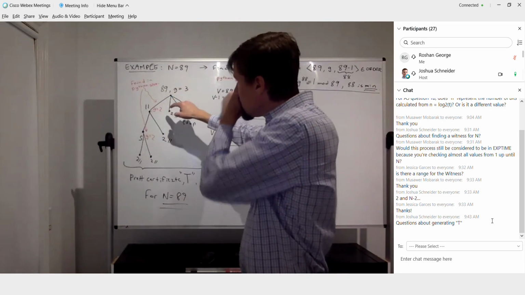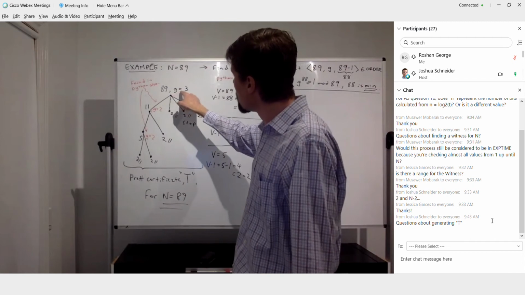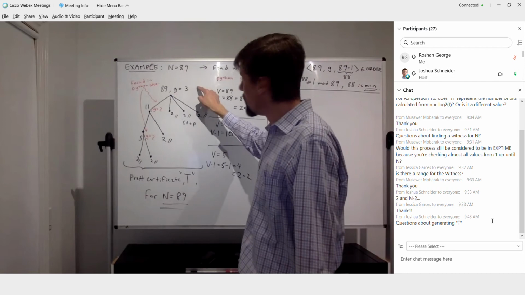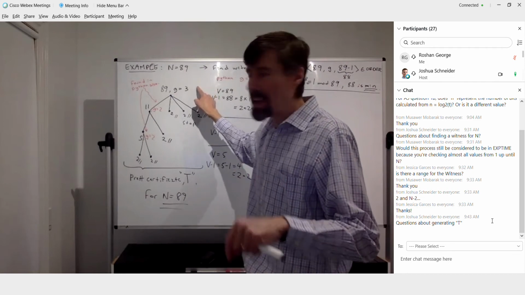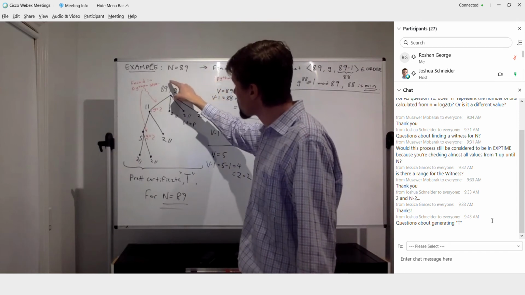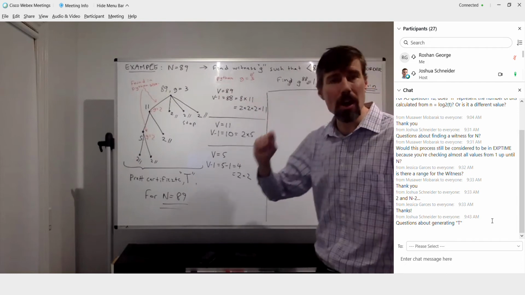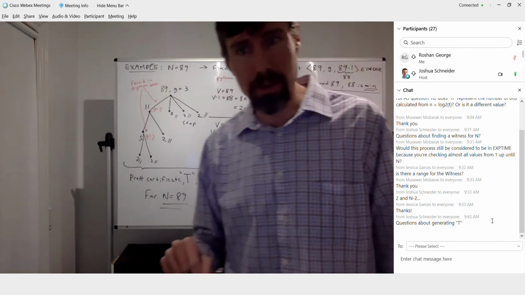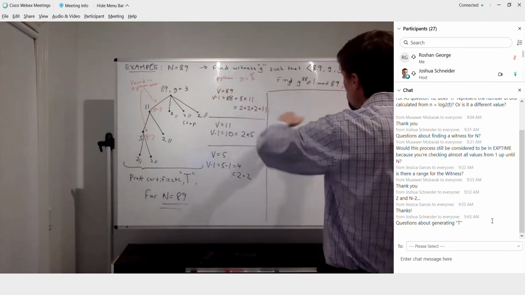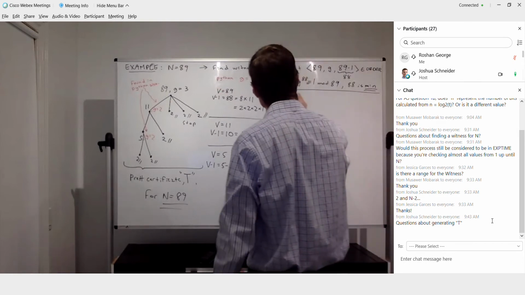The first thing we need to do is verify that 3 to the 88 is equal to 1 mod 89, and that 3 to the 88 divided by any of the prime factors is not equal to 1 mod n. So for any given level in the tree, there are two things you have to check. I'll put the headers in here and then we'll do the calculations.